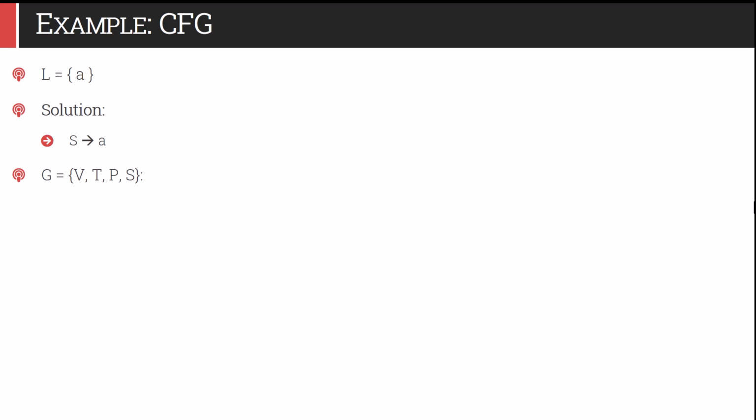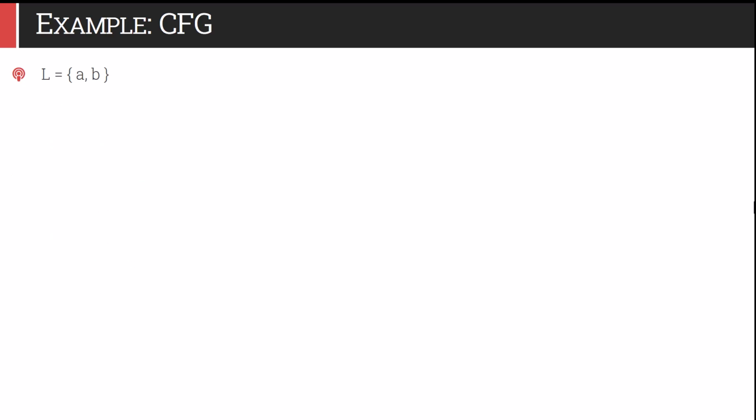And the grammar we can write down in this way: G is equal to (V, T, P, S), where V is the set of all non-terminals, that is capital S. T is the set of all the terminals, we have only one, that is a. P is the set of all the productions, and S is the start symbol.